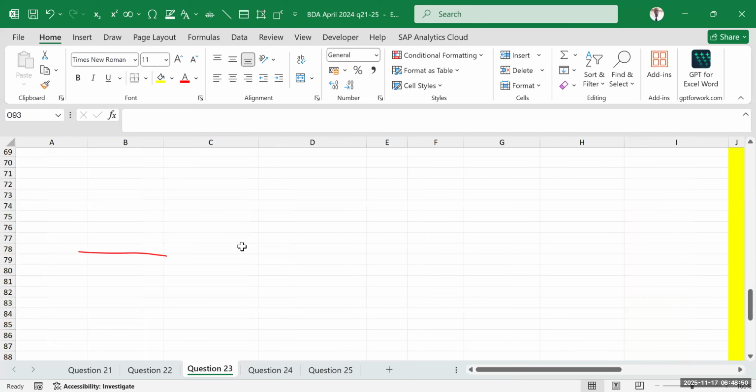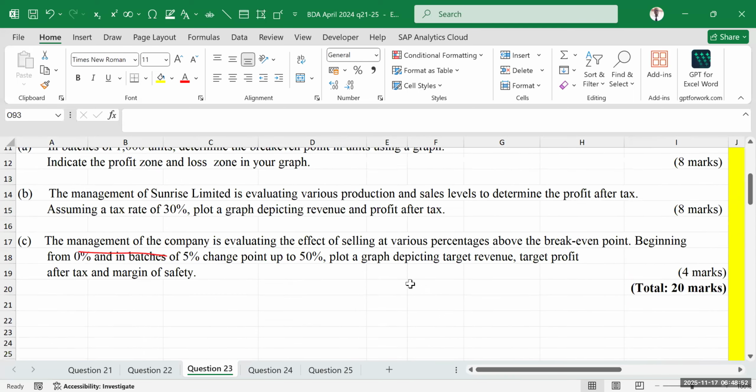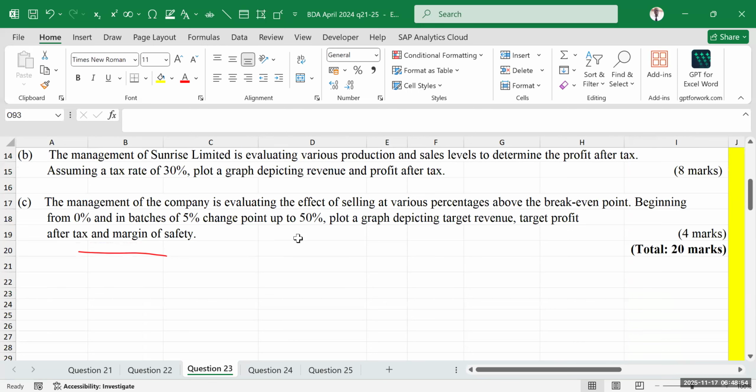At that point 0, you see the examiner went ahead and gave us something here. They said, beginning from that, plot a graph depicting target revenue. What is the target revenue with those changes? Then, target profit. What is the target profit? We are going to plot that. Then, target profit after tax, then margin of safety. Now, with this information, do we know what margin of safety is?